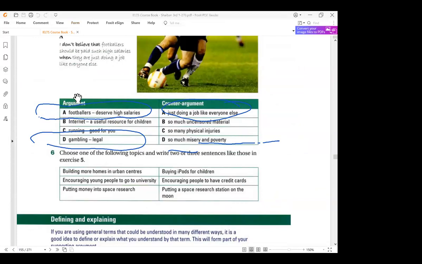Homes in urban centers. It might cause more traffic. Okay, I don't believe more homes in urban centers would be a good idea when this causes more traffic, or when this causes more air pollution. Okay, just finish the idea. Yes, thank you. Yes, guys. Yes, ladies, gentlemen, anyone?